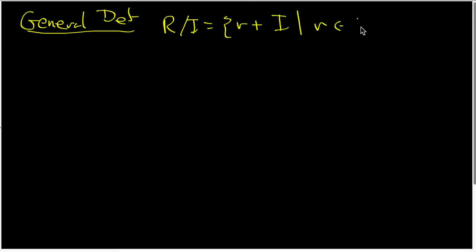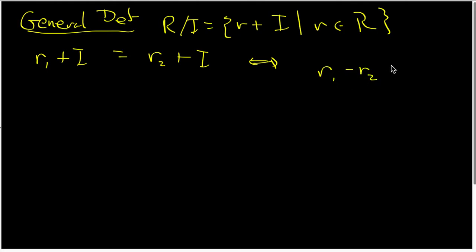So the basic definition that we had is that R mod I consisted of everything that looked like little r plus capital I, where little r was inside the ring capital R. And we also had another thing that was important. R1 plus I was equal to R2 plus I if and only if R1 minus R2 belonged to the ideal I that we were modding out by.